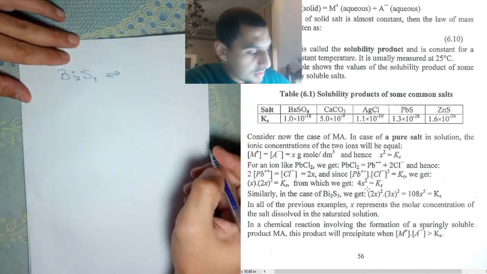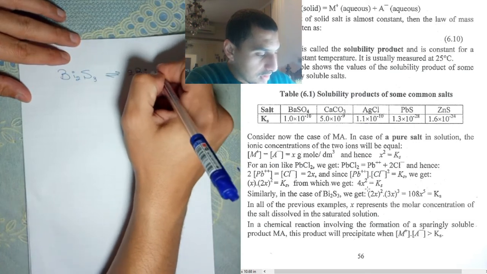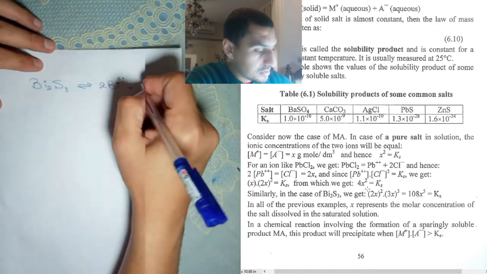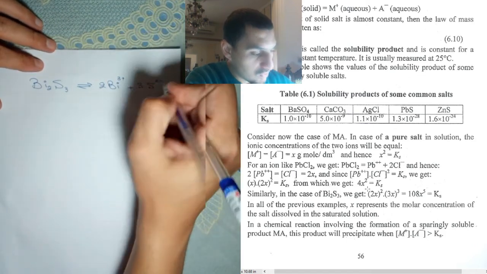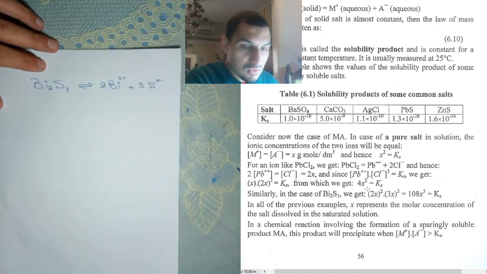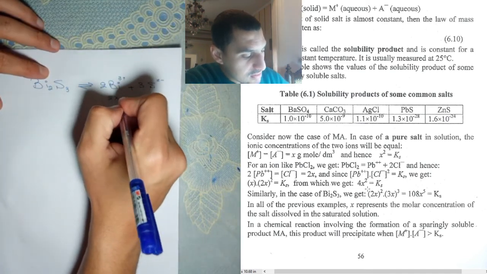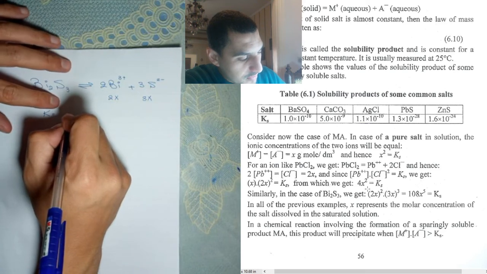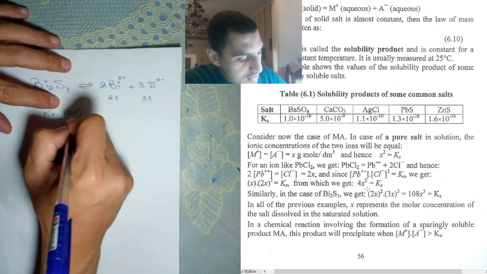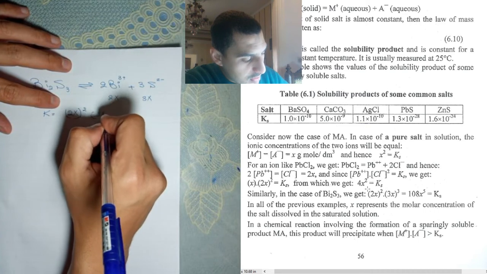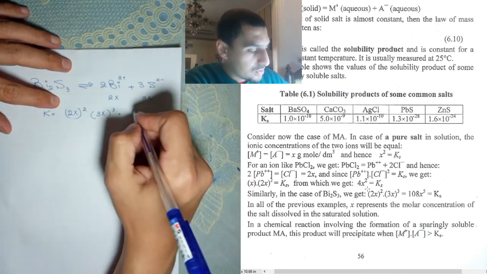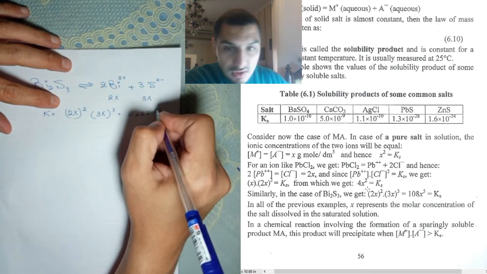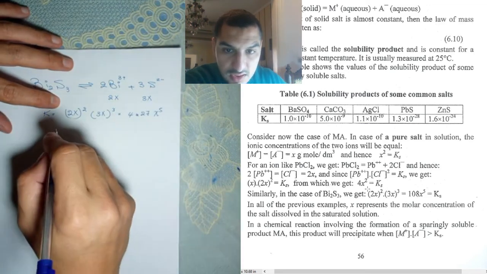This is gonna break into 2Bi 3 plus 3s2 minus. So in this case, what we will get is that we have 2x and we have 3x, and the K is gonna be the 2x to the power of 2 multiplied by 3x to the power of 3, which is gonna be 4 multiplied by 27x power 5, and it's gonna be 108x power 5.